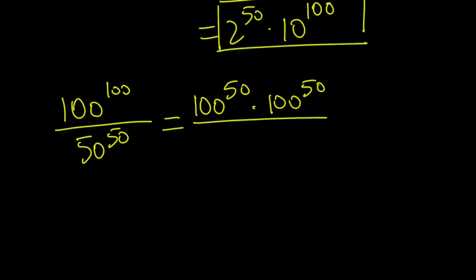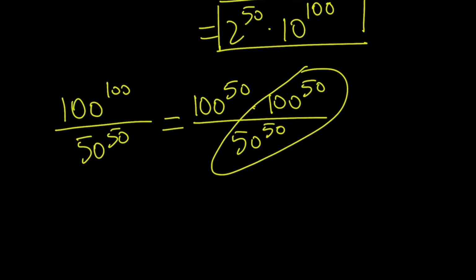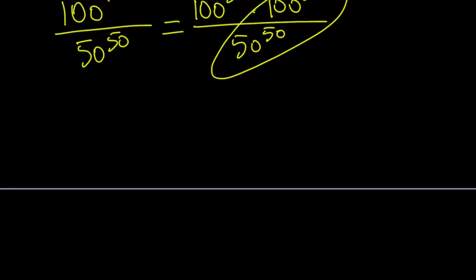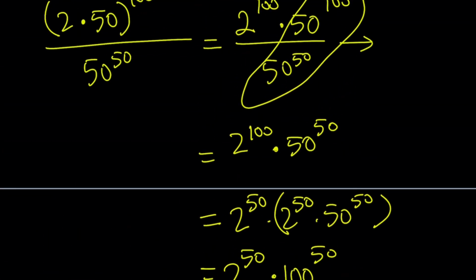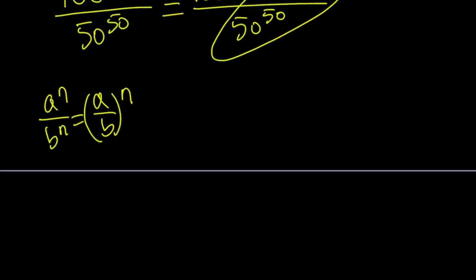Now divide this by 50 to the power 50. From here you can combine these two things because they have the same exponent. Last time it was the same base, this time it's the same exponent. What is the rule? If you have a to the n divided by b to the n, you can write it as a over b to the power n. The first time we used a different formula, a to the power n over a to the power k, which is a to the power n minus k. Same bases or same exponents, those are the rules.